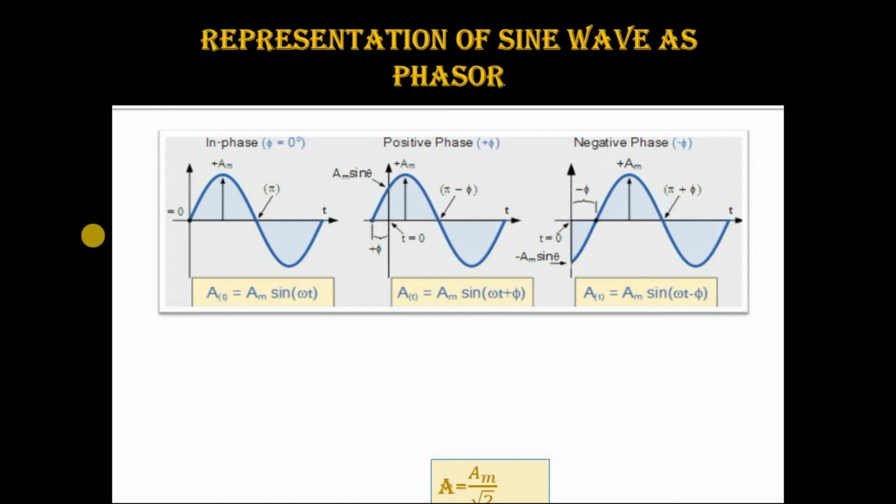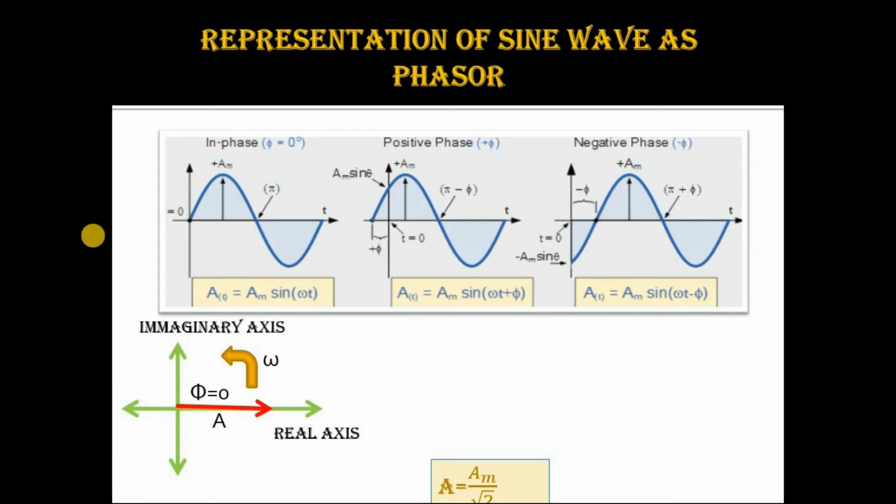Now we can draw the phasor in a complex plane. Instead of the XY plane, we are drawing in the complex plane. Instead of x-axis, we have the real axis, and instead of y-axis, we have the imaginary axis. The positive real axis is taken as a reference, and the phasor is assumed to rotate in anti-clockwise direction with speed omega. Positive angle is measured in anti-clockwise direction and negative angle is measured in clockwise direction.